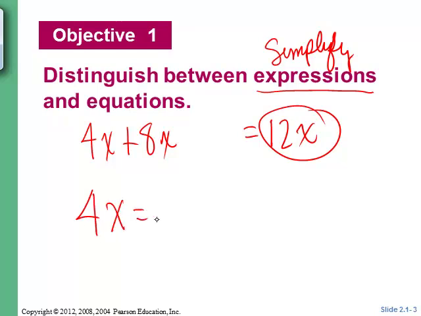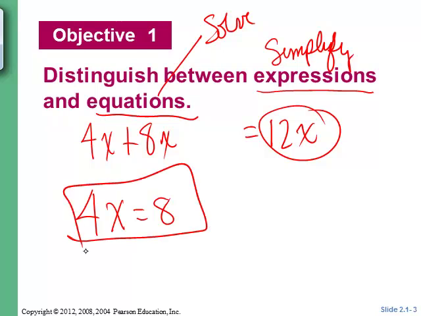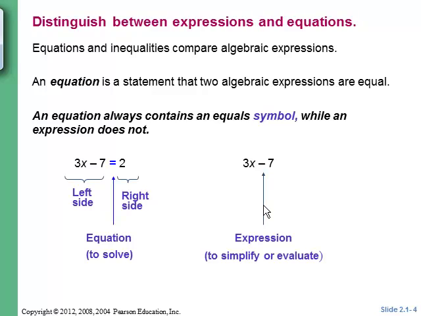4x equals 8. Now it's an equation. What do you do with equations? You solve equations. So it's important to recognize whether you've got an expression or whether you've got an equation, because what you've got helps you know what you're going to do. You simplify expressions, you solve equations. That's what makes something an equation, that equal symbol. An expression doesn't have an equal symbol.